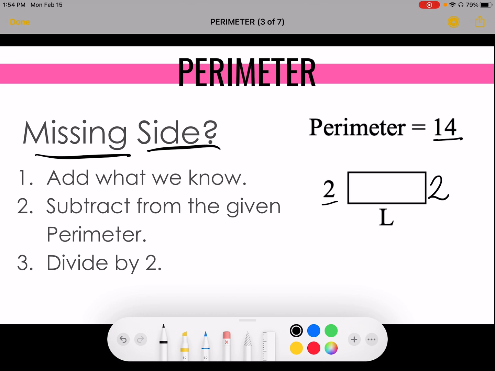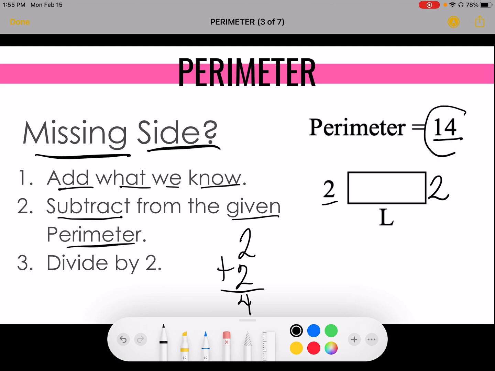So our step 1 is to add what we know. All right, so we know the 2 and the 2. So 2 plus 2 makes 4. So those two sides together make 4. Step 2 is to subtract from the given perimeter. That's the perimeter that they give us. In this problem, it is 14. So we need to subtract from that. So we have 14, and we're going to take away that 4 that we already have found.